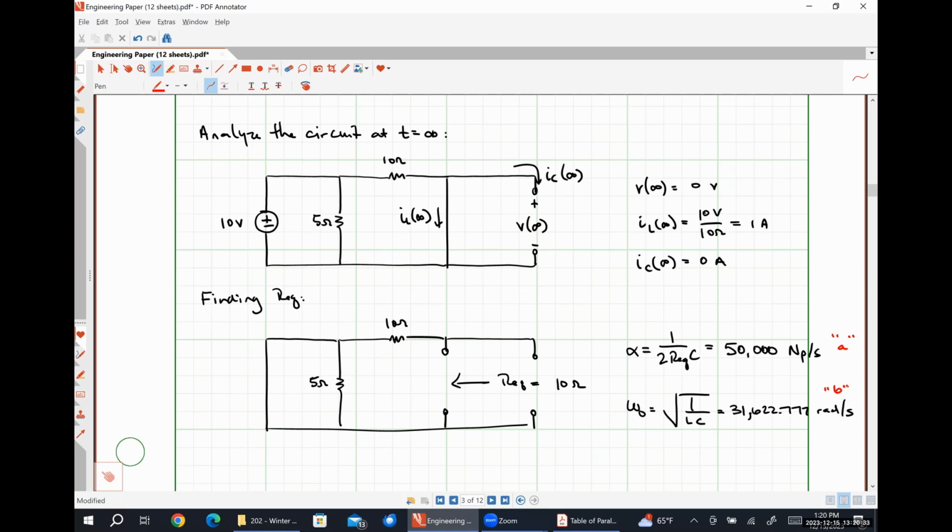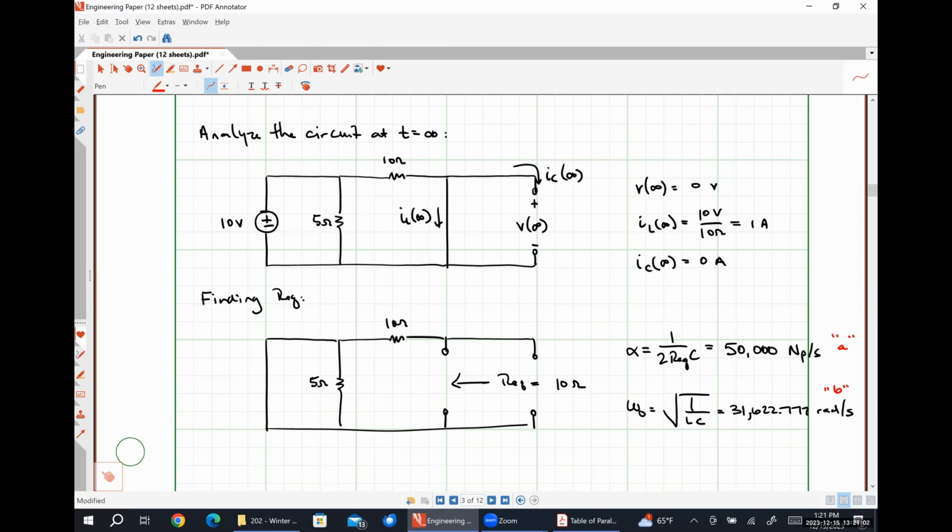So based on these results, is this circuit critically damped, overdamped, or underdamped? It's overdamped because alpha is greater than omega naught. Okay. So since our circuit is overdamped, we are going to use our overdamped response relationship. Now we need to figure out what the most efficient way to solve for things is.